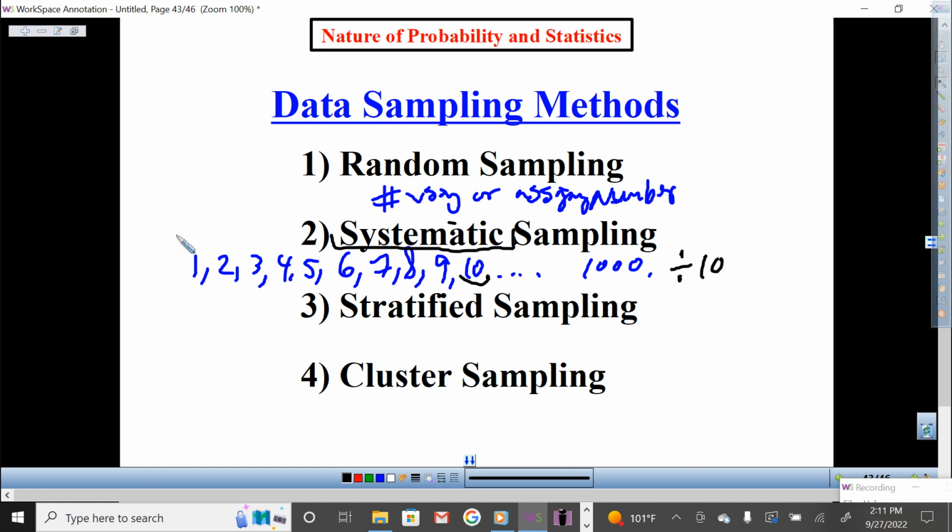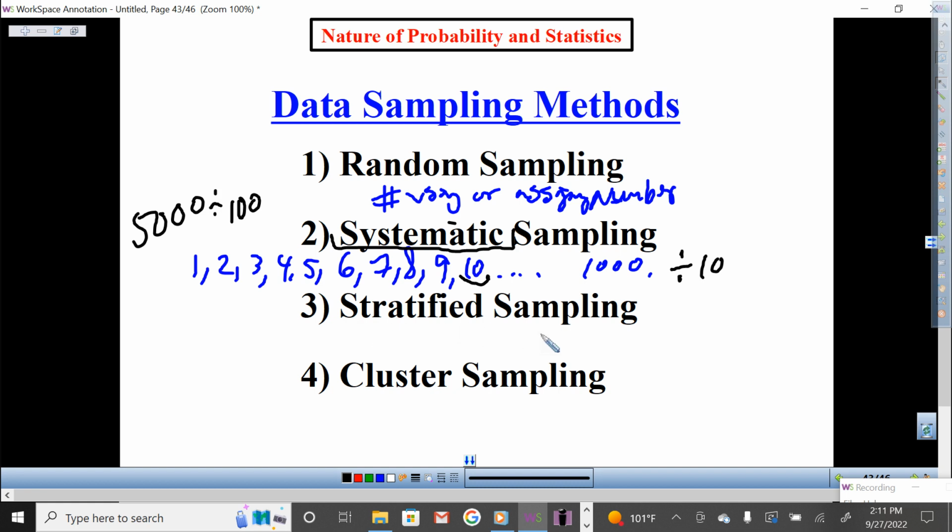Let's say there's 5,000 in the group, and then we divide it by what? Every what? Every 100, per se. Every 100th person, that's the person we're going to select for the survey. Okay?